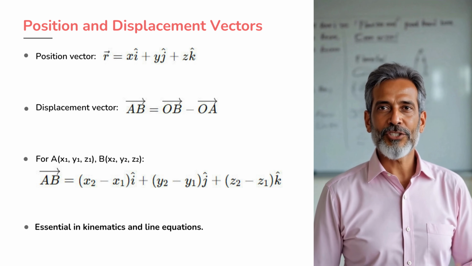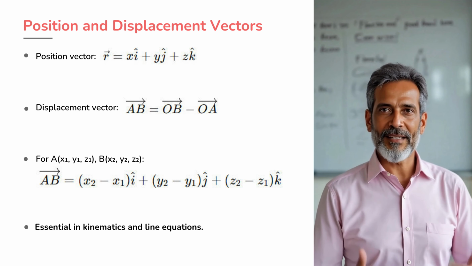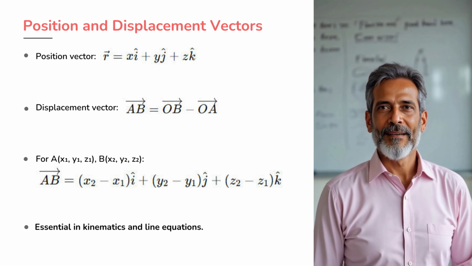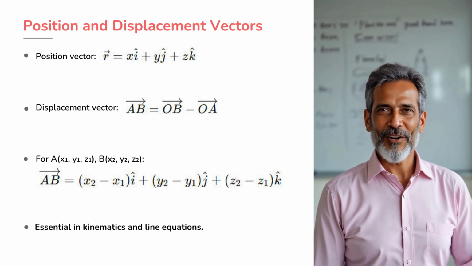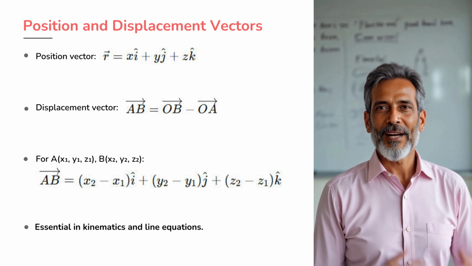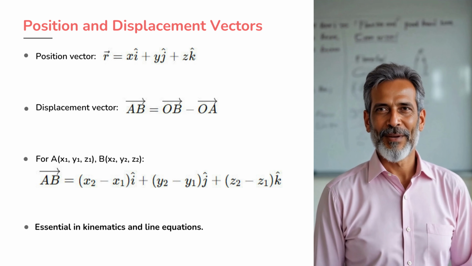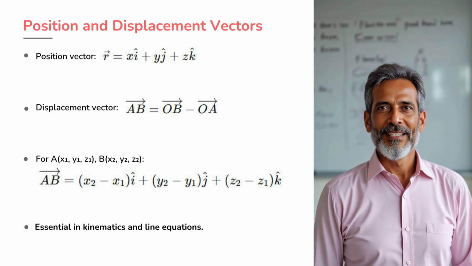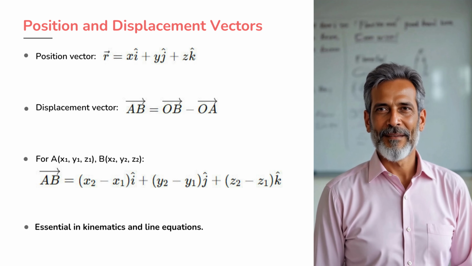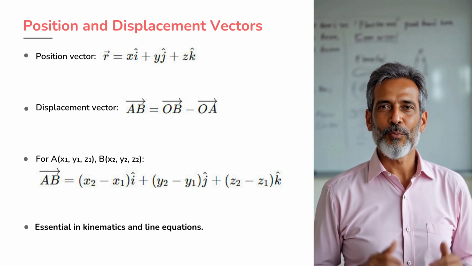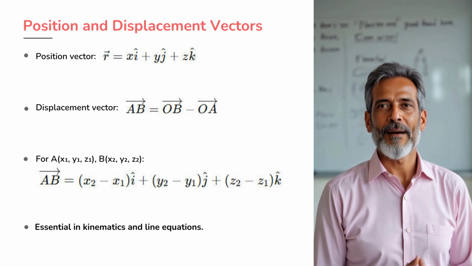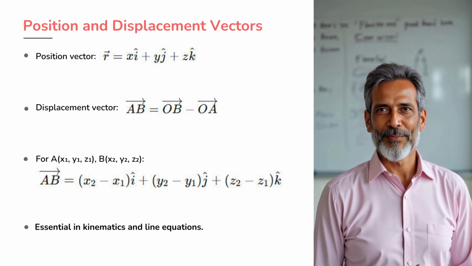Displacement vectors are about change. They show how you move from one point, say A, to another point, B. The displacement vector AB equals vector OB minus vector OA, where OA and OB are the position vectors of points A and B respectively. If A has coordinates x1, y1, z1, and B has x2, y2, z2, then displacement AB is written as (x2 − x1) î + (y2 − y1) ĵ + (z2 − z1) k̂. Displacement vectors are key in kinematics, allowing us to describe motion precisely.